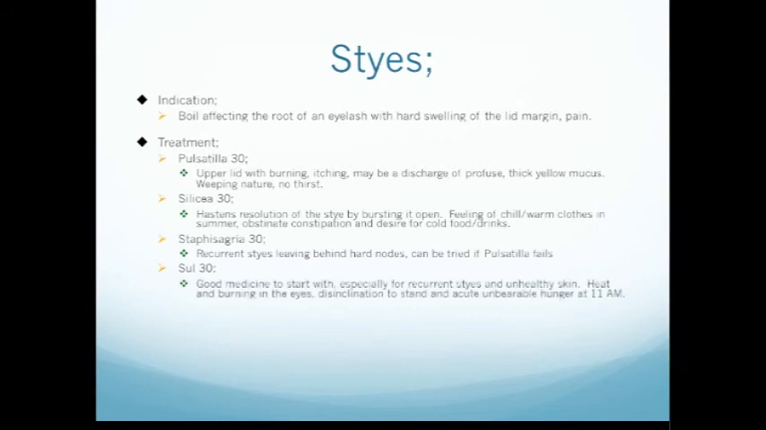Sulphur 30 is good medicine to start with, especially for recurrent styes and unhealthy skin, heat and burning in the eyes, and a disinclination to stand, and acute unbearable hunger at 11 o'clock in the morning. Stop the remedy once there is a 50% improvement. Practice good eye hygiene. Washing along the eyelashes a few times a day with gentle soap and water can also be helpful.